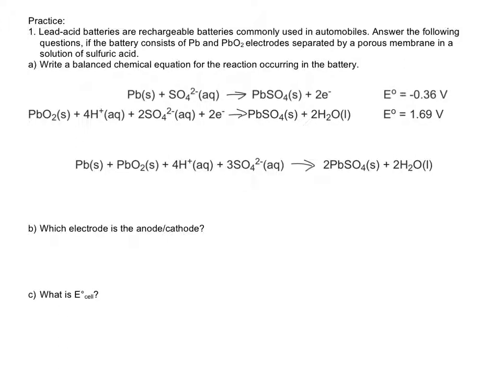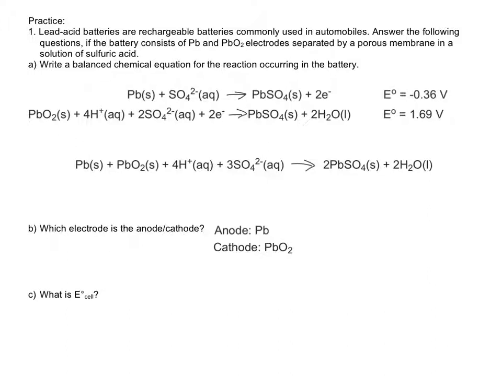All right, so which electrode is the anode and which is the cathode? So I already told you that the lead here is being oxidized, so that is going to be our anode, and that makes the PbO2, which is reduced, the cathode. Okay, so in this case we have lead going from solid lead to Pb2 plus, and we have lead 4, Pb4 plus, going to lead 2, which is Pb2 plus.